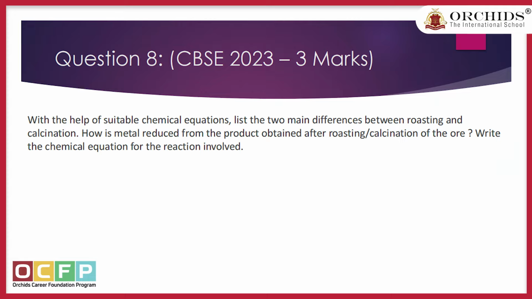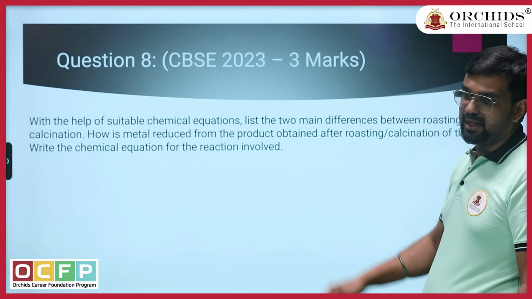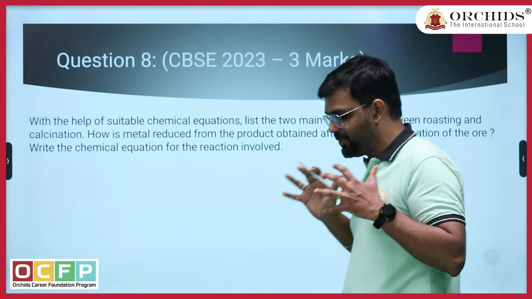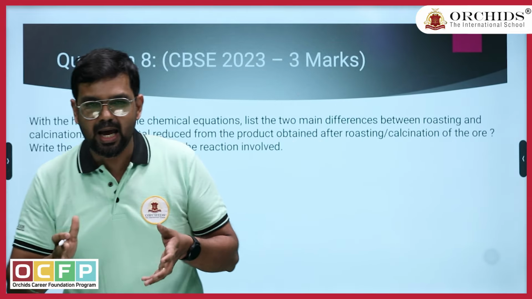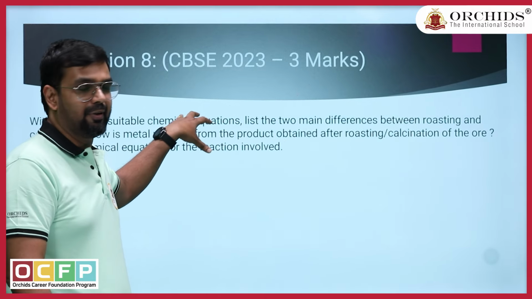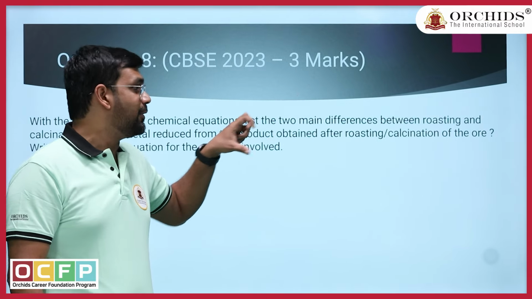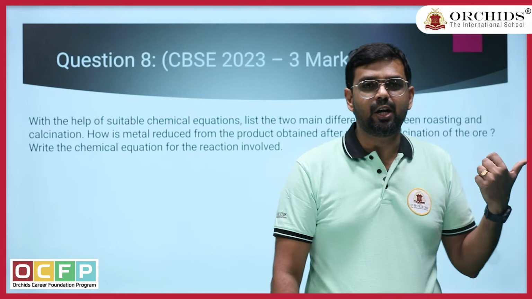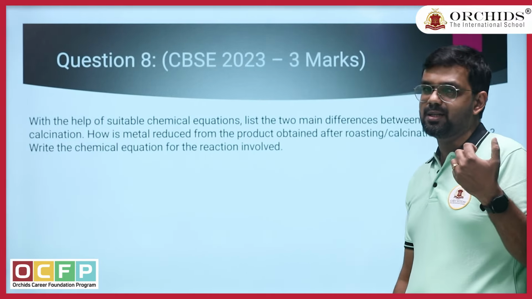Yeah, so with the help of suitable chemical equations, it's a 3-marker question. With the help of suitable chemical equations, list the 2 main differences between calcination and roasting. So which concept am I covering here? Again, I am covering the concept of extraction of metals. But what is the speciality of this roasting and calcination? So pause the video for a few minutes and try to answer this.